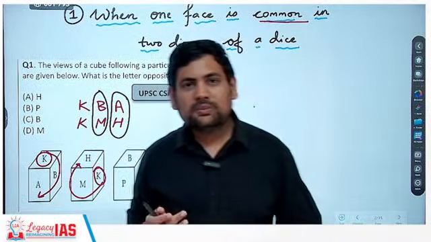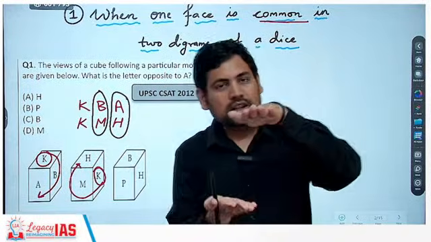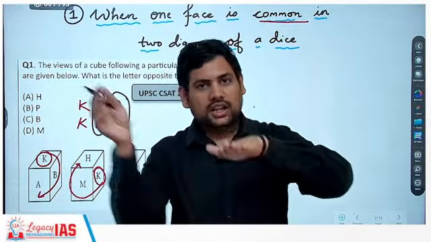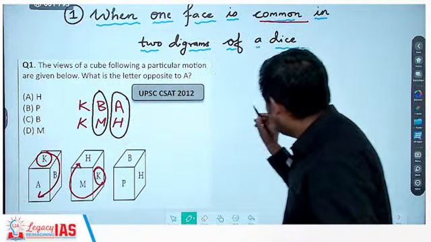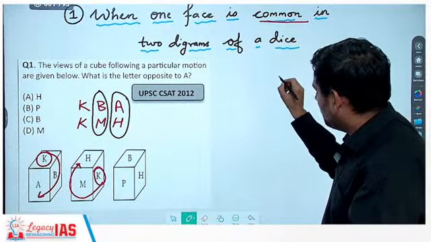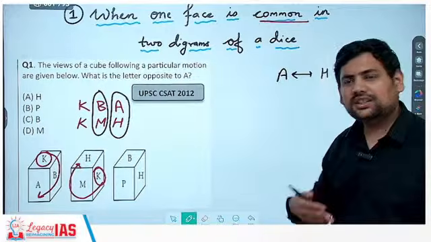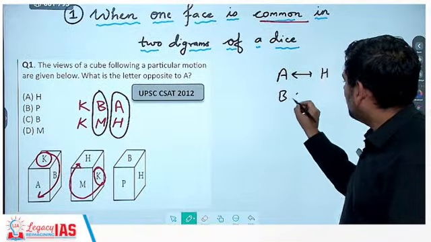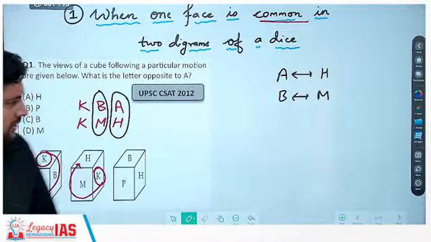Understood? Opposite means if A is on the top, then H will be at the bottom. So what is opposite to H? A is opposite to H, or H is opposite to A, same thing. Similarly, B is opposite to M.